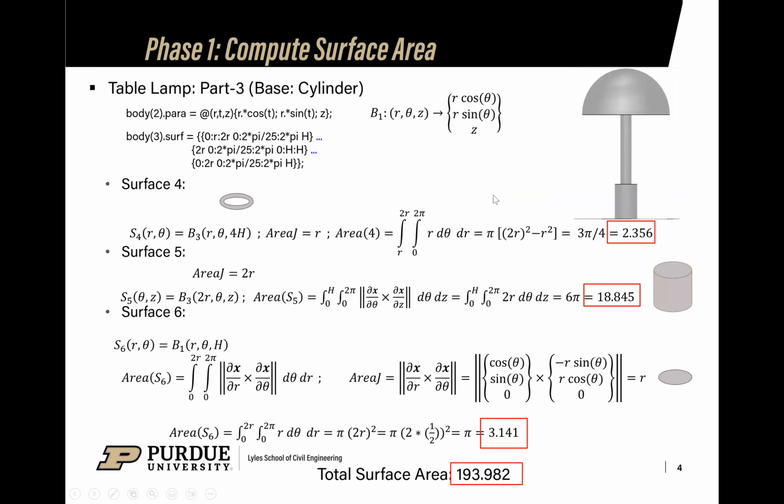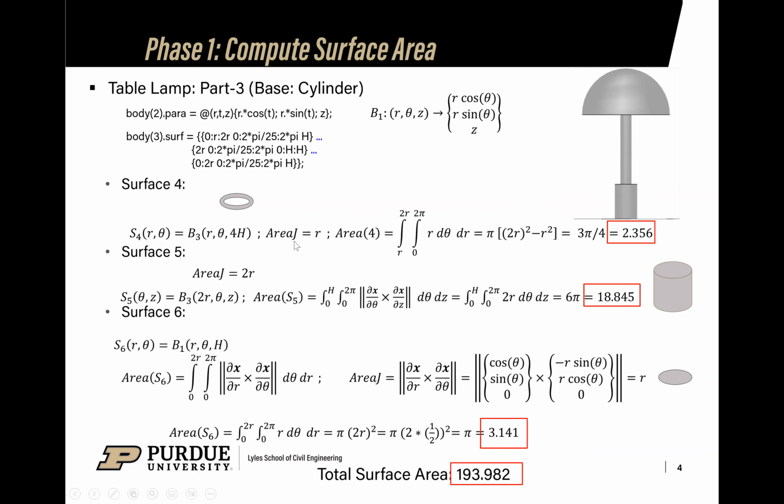Similarly, for the third surface, which is the base of the lamp, sorry, for the cylinder. So this is the parameterization which is similar to the previous one. So this first line here represents the circular ring over here, which is at this connection point. The second represents the cylinder, and the third just represents the circular surface.